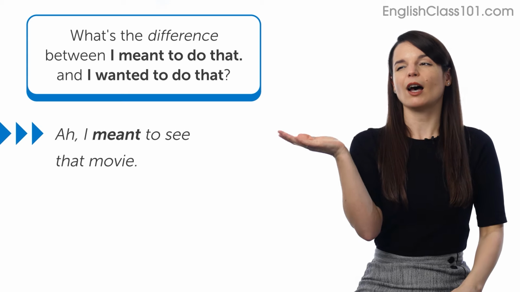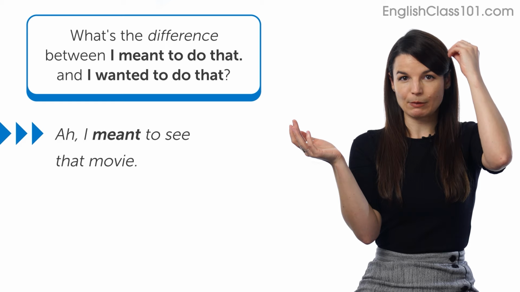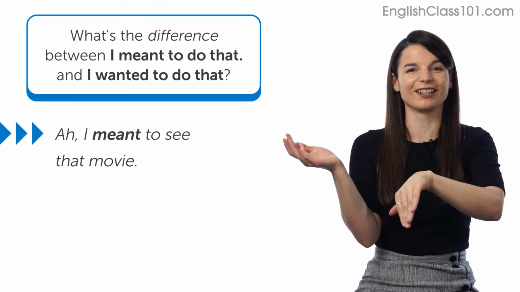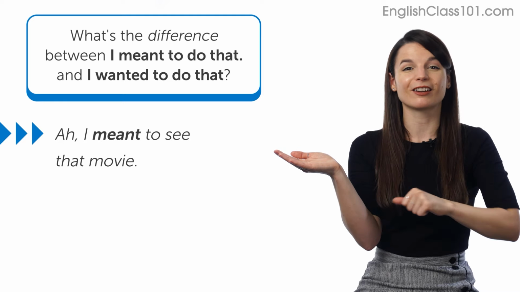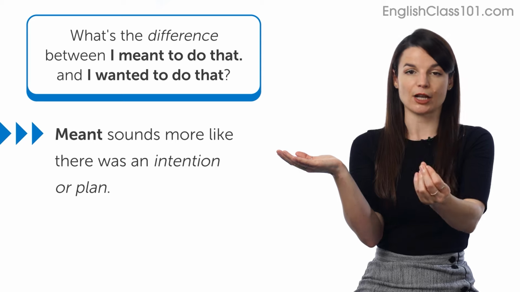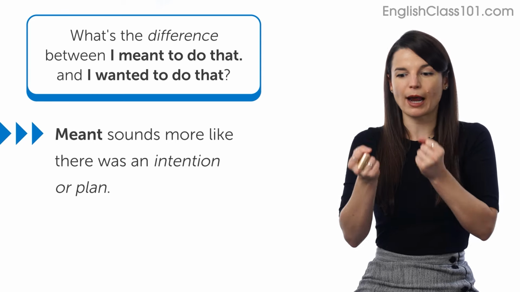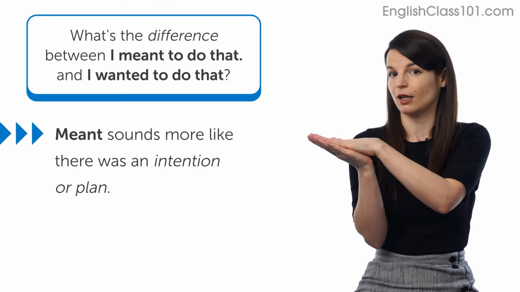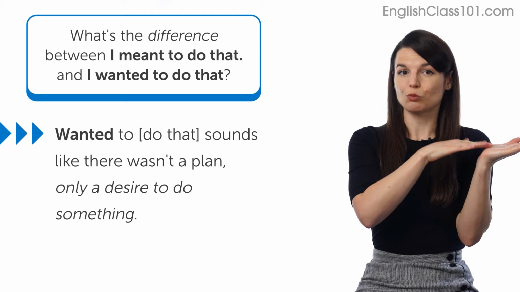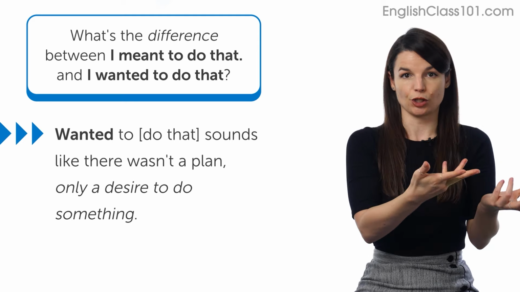If we say, however, I meant to see that movie, it sounds like you made a plan, maybe in your mind. You thought, oh, Friday at 6 o'clock, I'm gonna go. And you didn't. You forgot, or you got busy, or something like that. Meant sounds more like there was an intention, sounds more like there was a plan in your mind, or maybe you had some idea about that thing, and it just didn't happen in some cases. Wanted to do that sounds like there was no plan, just a desire to do something.